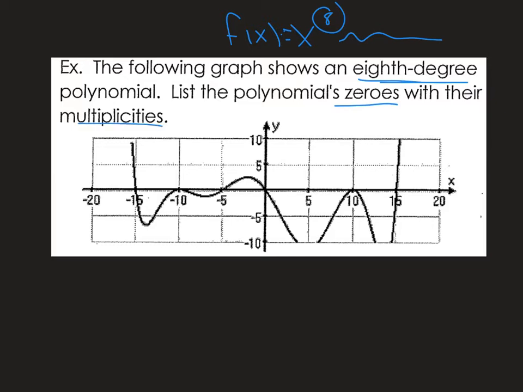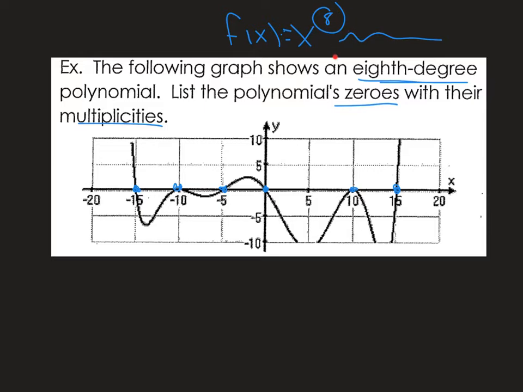So first, let's go through and just sort of put some dots on it. So I think there's a 0 at negative 15. Looks like this one's at negative 10. Looks like this one's at negative 5. Looks like this one's at the origin. Looks like this one's at 10. And looks like this one's at 15. So as I count these things, right, I see 1, 2, 3, 4, 5, 6.